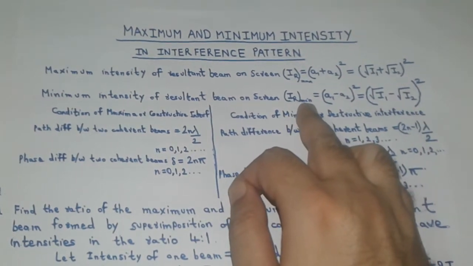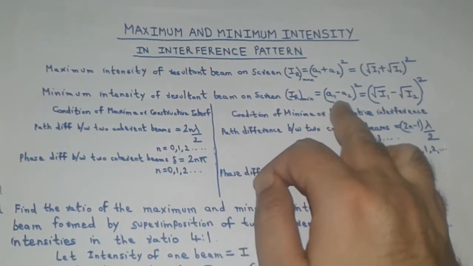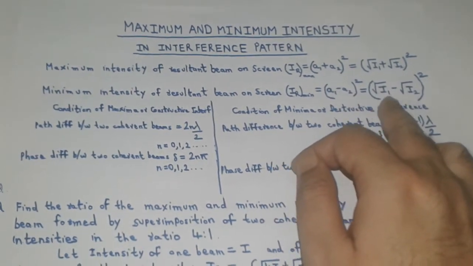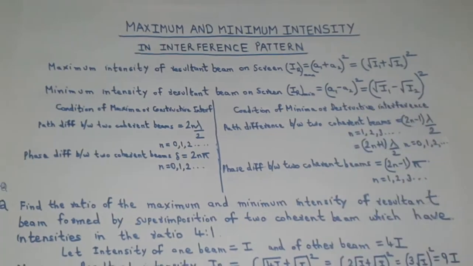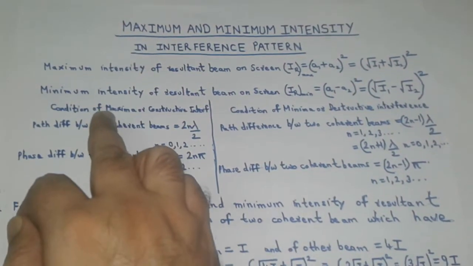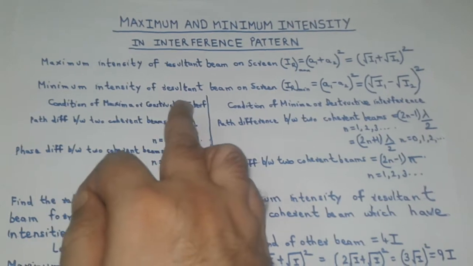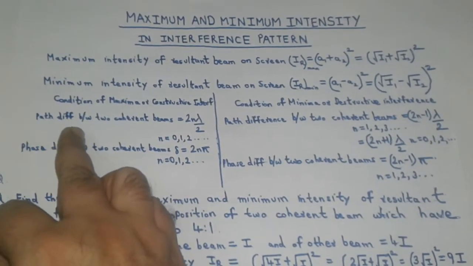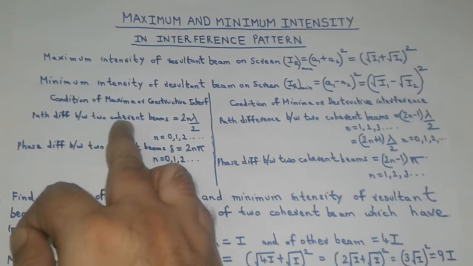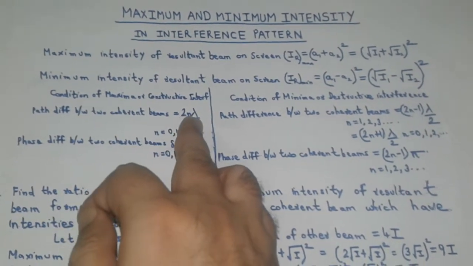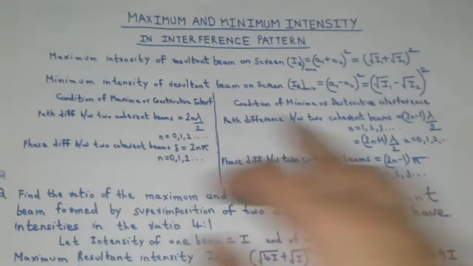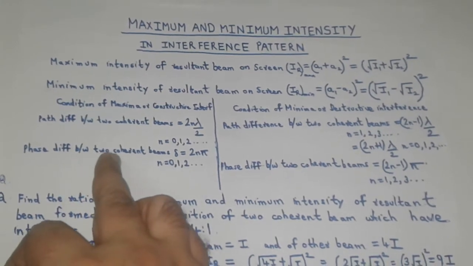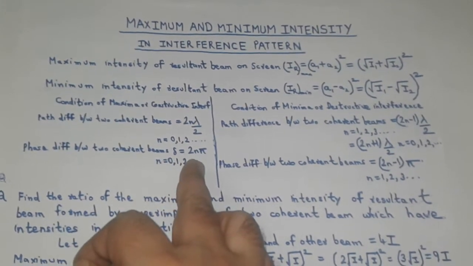So IR minimum is equal to (A1 - A2) whole square, which is equal to (√I1 - √I2) whole square. We always get a maxima or constructive interference at a point on the screen when the path difference between two interfering coherent beams is an even multiple of λ/2, or the phase difference between two interfering coherent beams is an even multiple of π.